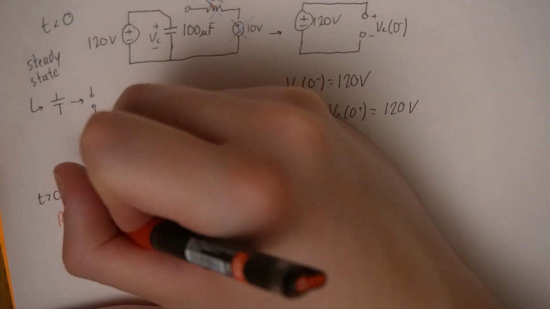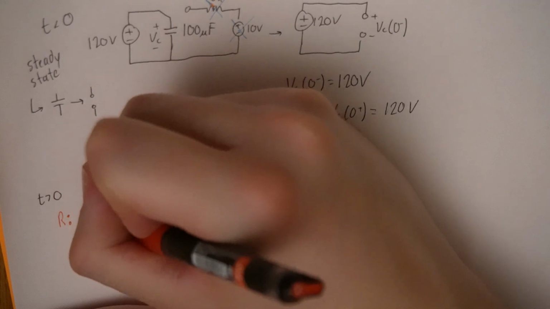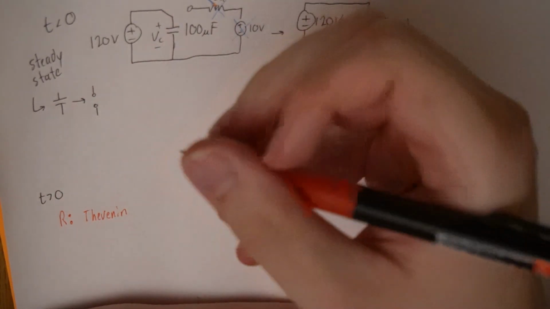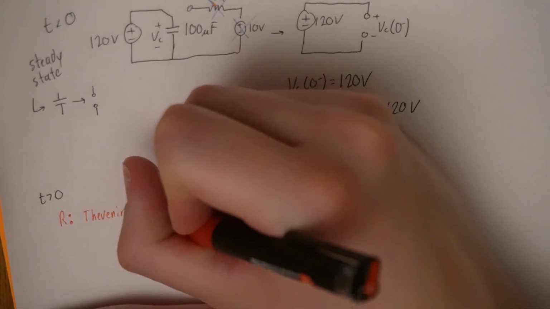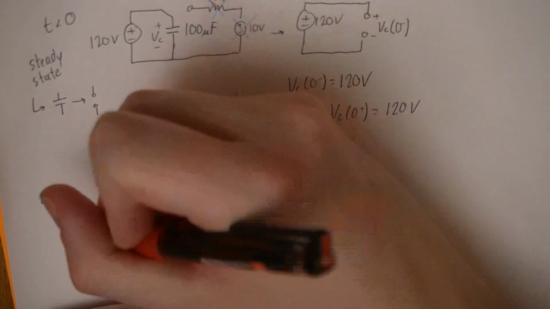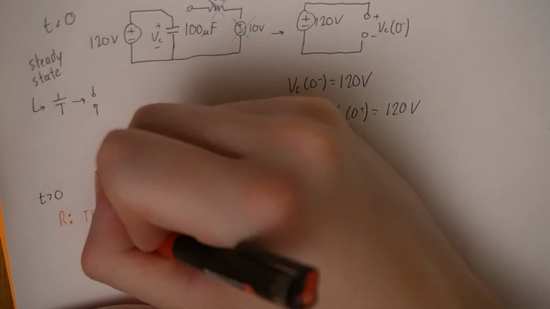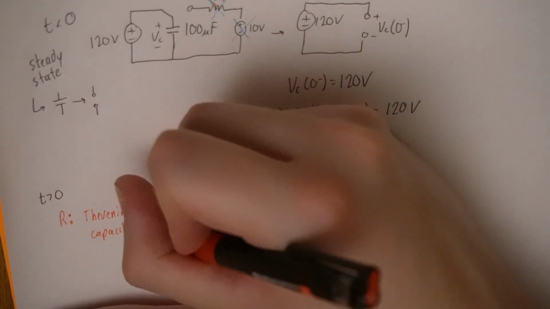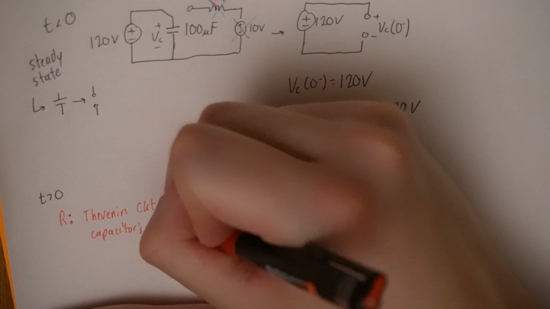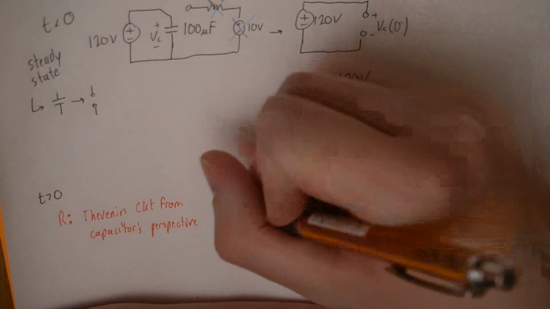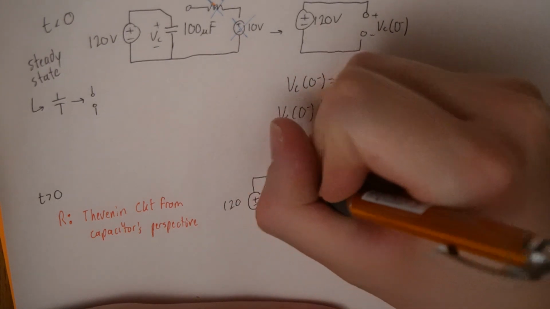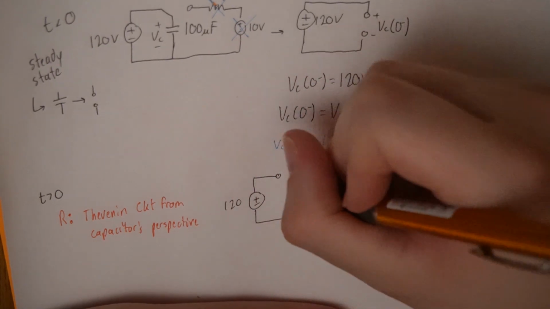It's the Thevenin, I misspell it every time I write it, Thevenin circuit from the capacitor's perspective. So we're going to redraw the circuit. Now the switch is closed. So I'll still draw the other side in there, but that's now not connected.